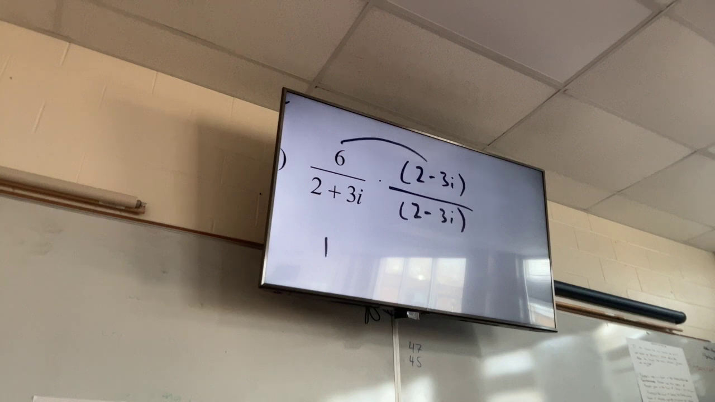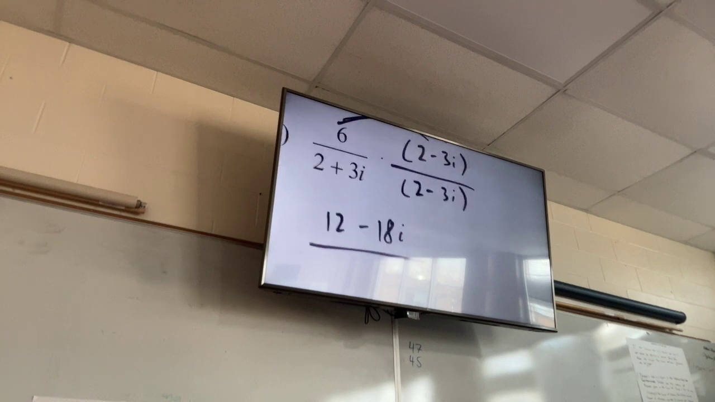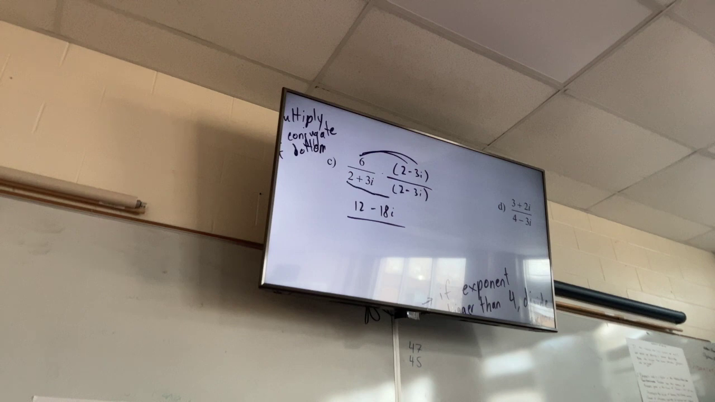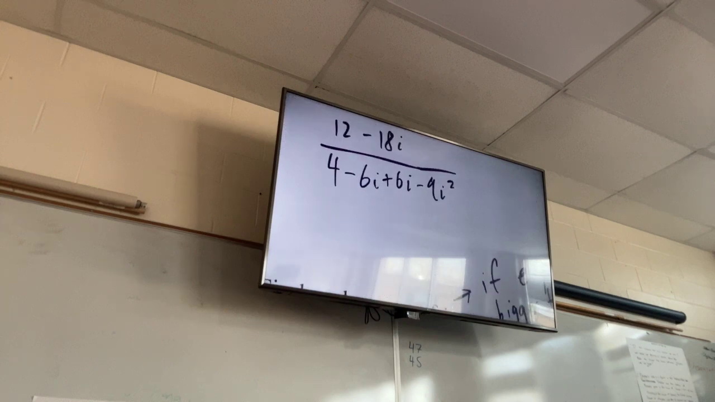3i. Distribute on top, 12 minus 18i. On the bottom, look at, what is this going to be? 4, outer, inner. Alright. What does the bottom simplify to? Look, I heard it. 13. Yeah, right? So those 2 middle terms, those are like terms, they'll cancel. That minus 9i squared becomes a plus 9. And 9 plus 4 is 13, okay?